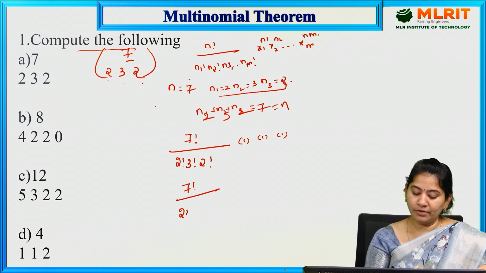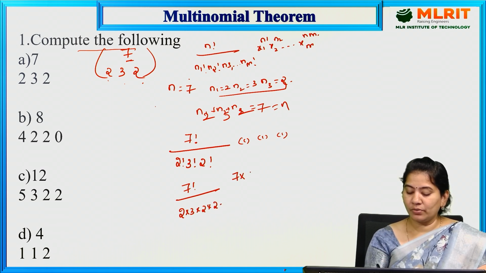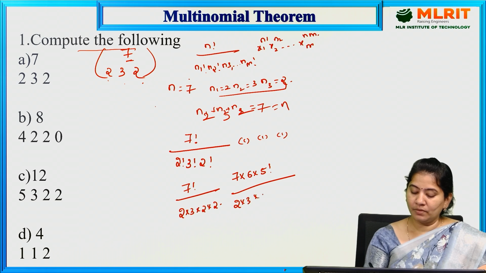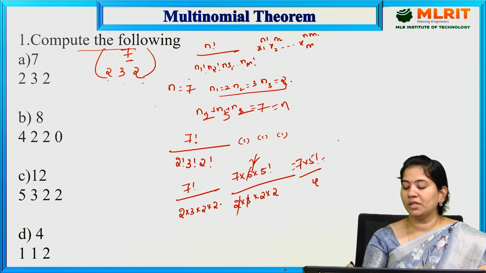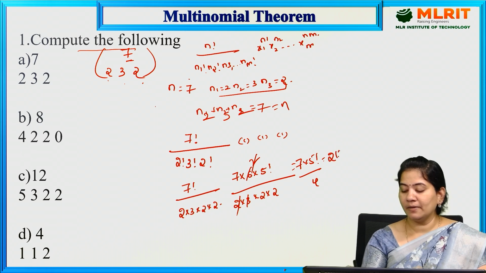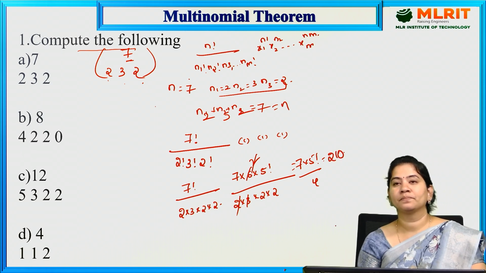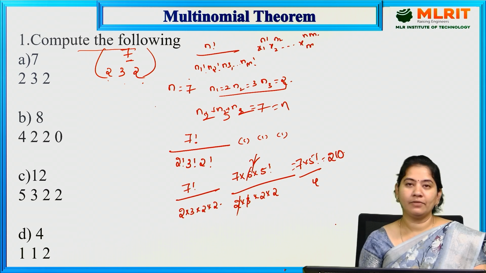2 into 3 into 2 into 2. Now here 7 into 6 factorial, so 7 into 6 into 5 factorial, by 2, 3, 2 into 2. So 3 2s are 6 and the 6 will get cancelled. So you'll get 7 into 5 factorial by 4, which is nothing but the answer 210. So this is the answer you'll get for the first problem.